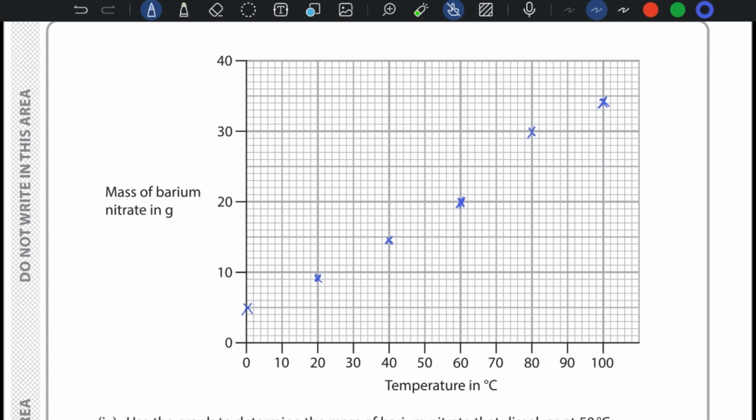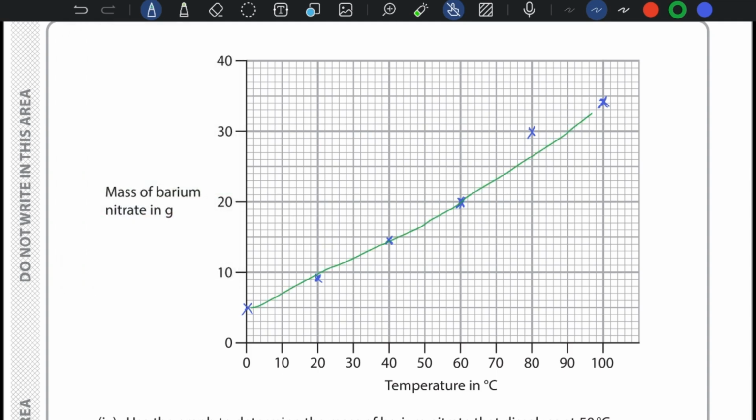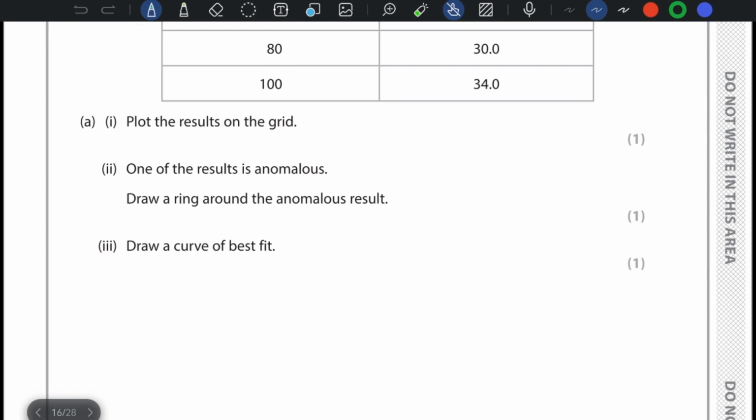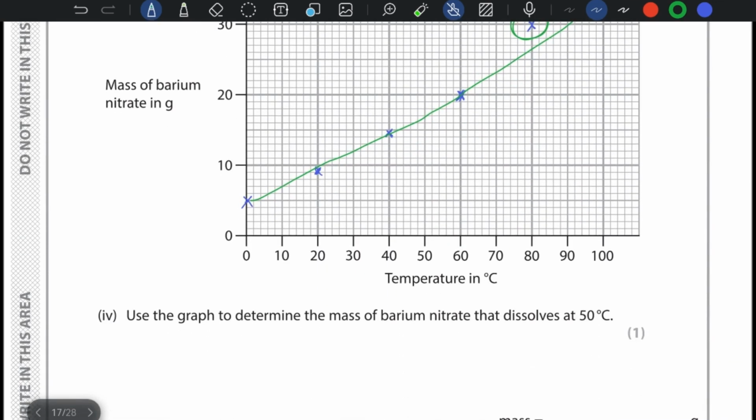So let's try to draw the curve of best fit. We can do it like this. And the anomalous result will be this one. So he asks to plot the results on the grid. Okay, we did it. One of the results is anomalous. Draw a ring around it. We did it. Draw a curve of best fit. We did it. Okay.